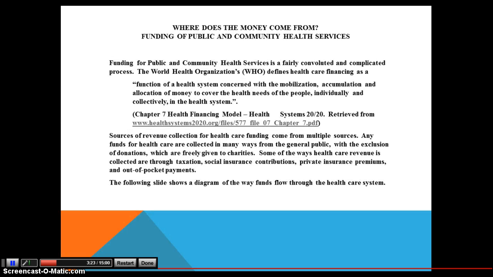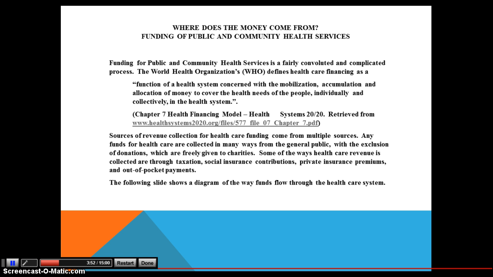Where does the money come from? Public and community health services are funded in a fairly convoluted and complicated process. The World Health Organization defines healthcare financing as, quote, function of a healthcare system concerned with the mobilization, accumulation, and allocation of money to cover the health needs of the people individually, collectively in the health system, close quote.